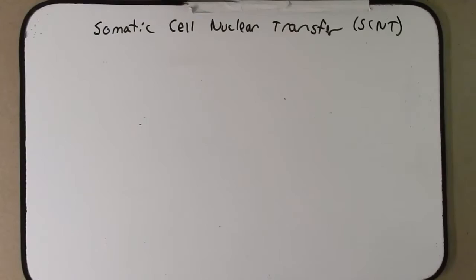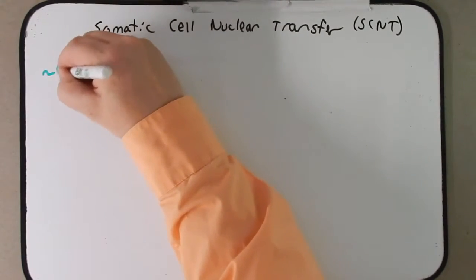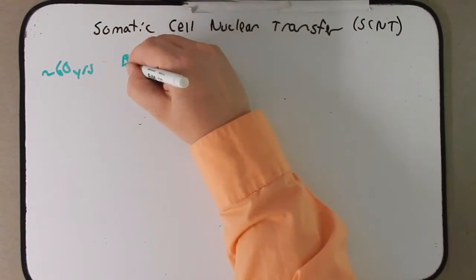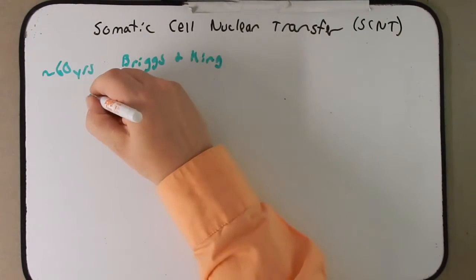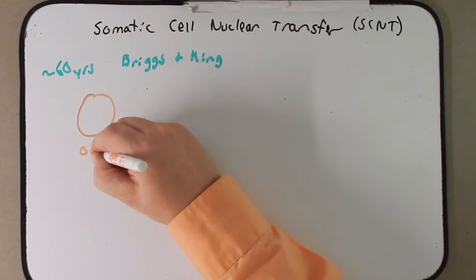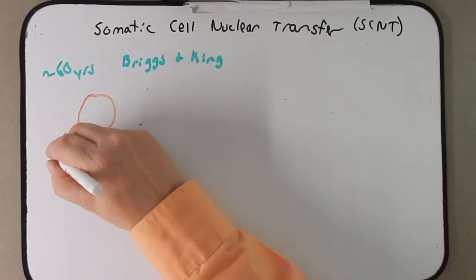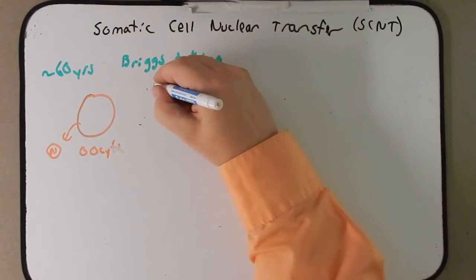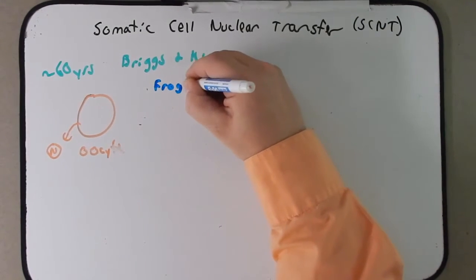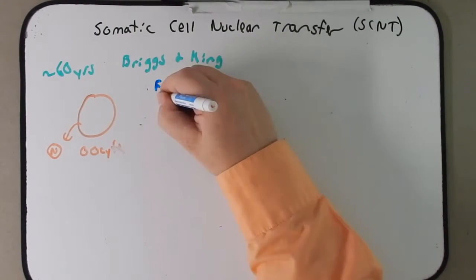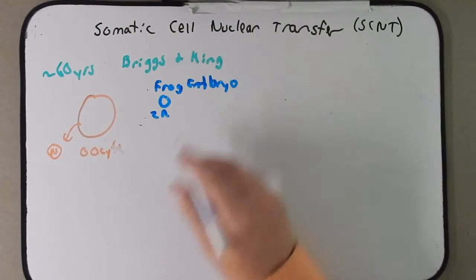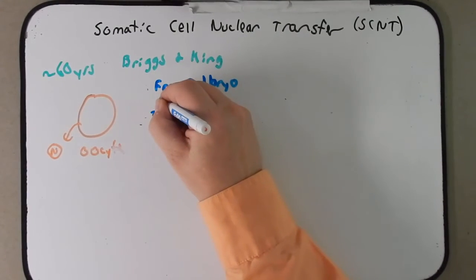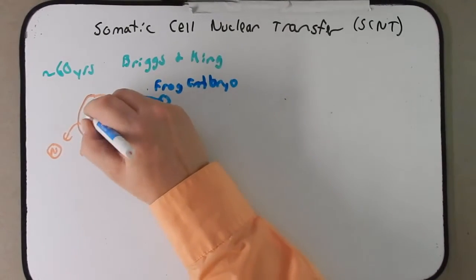We will abbreviate that throughout this podcast as SCNT. Now about 60 years ago, a paper was published by Briggs and King, and they worked with frogs. A lot of this early work was done with frogs. What they did was they took a frog oocyte and they removed the nucleus. They then took a fairly young frog embryo and took a nucleus from it. So it would have been a diploid nucleus because it's an embryo. And they took that frog embryo nucleus and placed it in here.